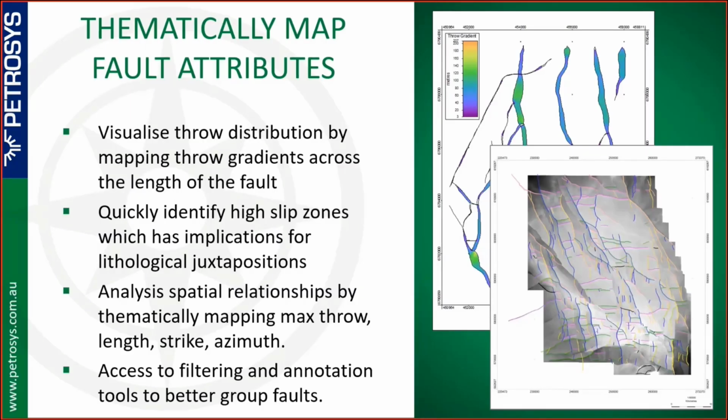On top of that, you also have access to the filtering and the annotation tools. So that can be used potentially if you want to really highlight in your map some of the faults that are displaying a throw over a set amount, or you could potentially highlight faults that are trending in a particular orientation.